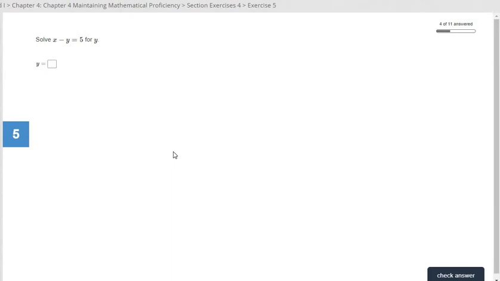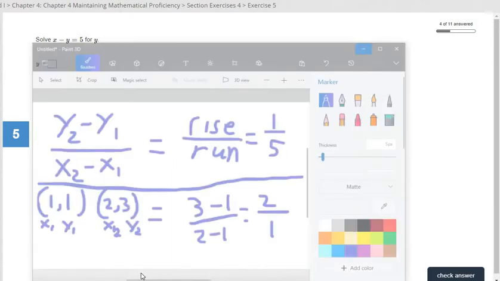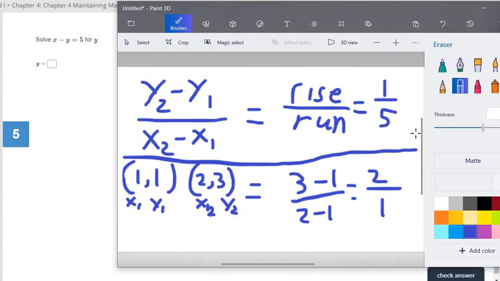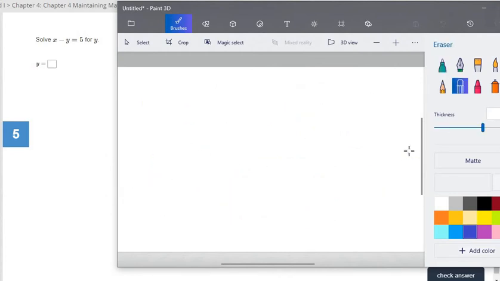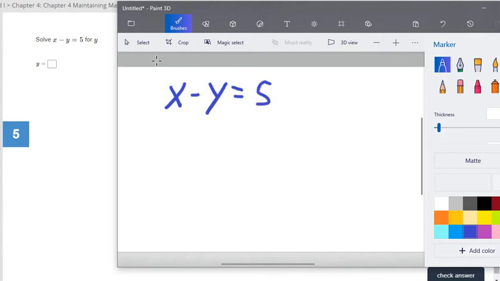All right, for these next ones, we're doing just a little bit of basic algebra. Let me erase all that from my last video. And here we have x minus y equals 5. So they're telling us they want us to solve for y. So all that means is they want y to be by itself on this side of the equation. Remember, when we're doing algebra, we are just manipulating this equation in different ways so that we end up with just a y on one side of the equation.